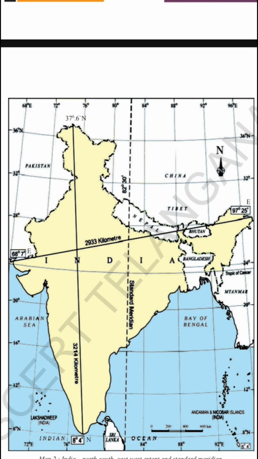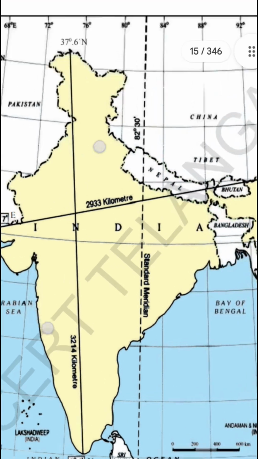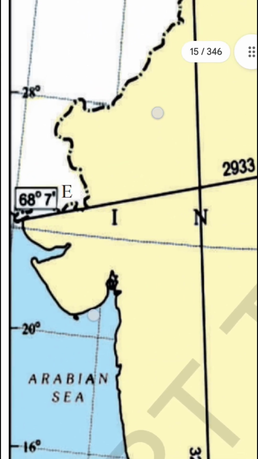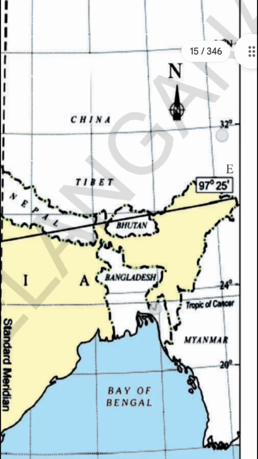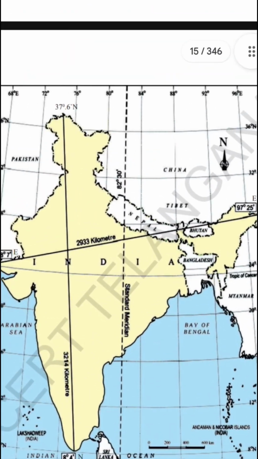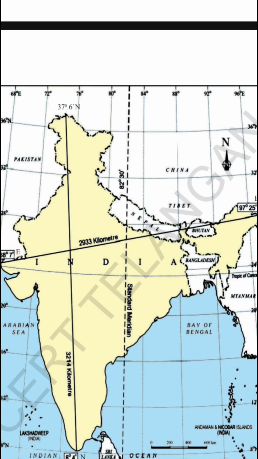So we very well know why we have our Indian Standard Time at 82 degrees 30 minutes eastern longitude, and why it is necessary to draw it from here only. As we just came to know, we have 67 degrees 7 minutes eastern longitude, and from here we have 97 degrees 25 minutes eastern longitude. We know that there is one basic formula about time zones.